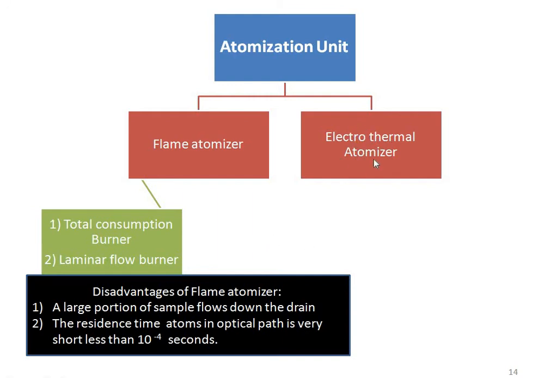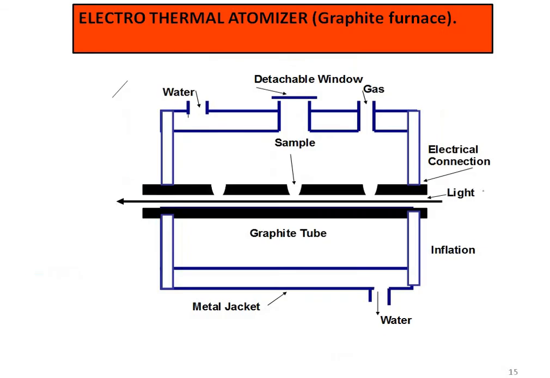The electrothermal atomizers are also known as graphite furnace. The advantages of this electrothermal atomizer are that it is more sensitive, there is direct analysis of some liquid and solid samples, there is low spectral interference, and a very small amount of sample is required. But the disadvantage is that it is difficult to control and has low precision. So this is an electrothermal atomizer, which is also known as graphite furnace.